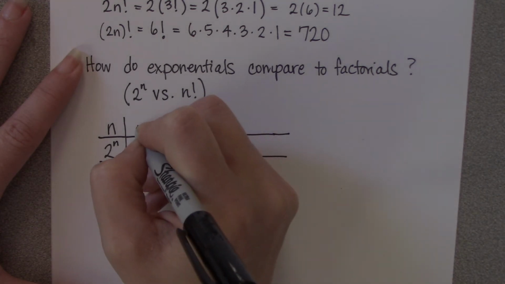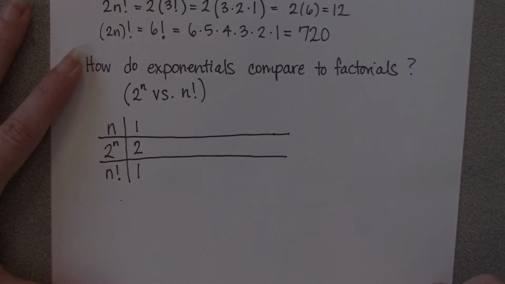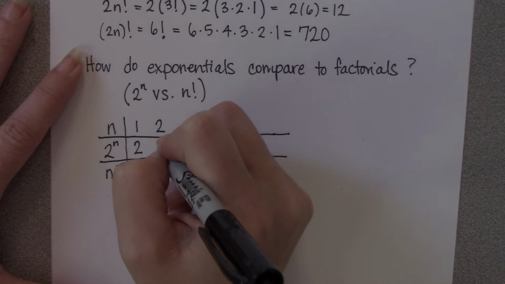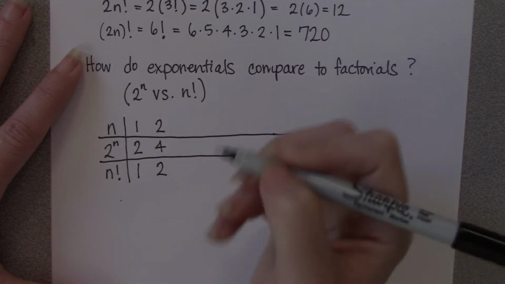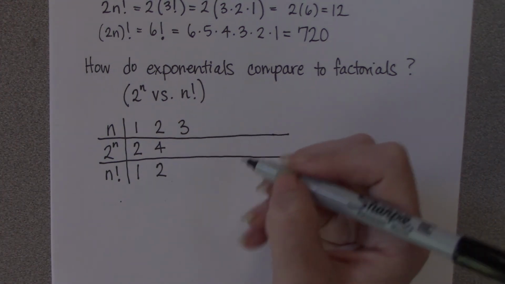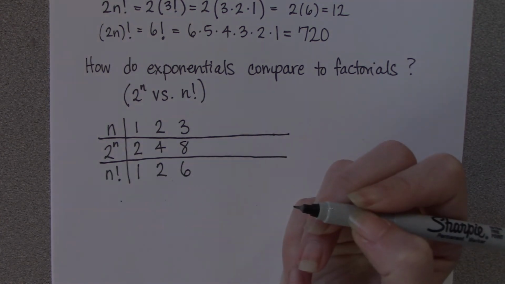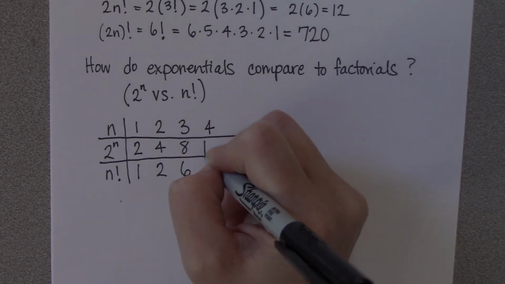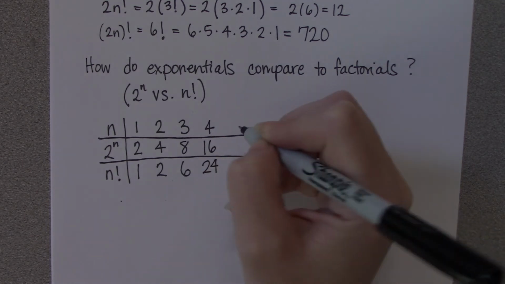So I'm going to start at 1. 2 to the 1 is 2. 1 factorial is 1. When n is 2, 2 squared is 4. But 2 factorial is just 2, because it's 2 times 1. When n is 3, 2 cubed is 8, but 3 factorial is 6. 3 times 2 times 1, right? When n is 4, 2 to the 4th is 16, and 4 factorial is 24.